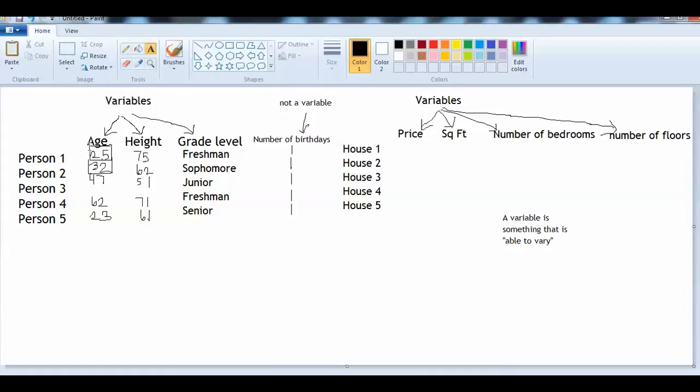So the variable is just the idea of what you're measuring or what you're recording. So the idea of age is a variable, and the idea of height is a variable, and the concept of grade level is a variable.